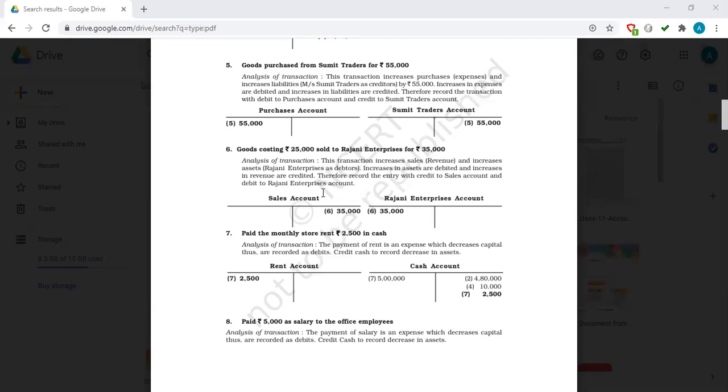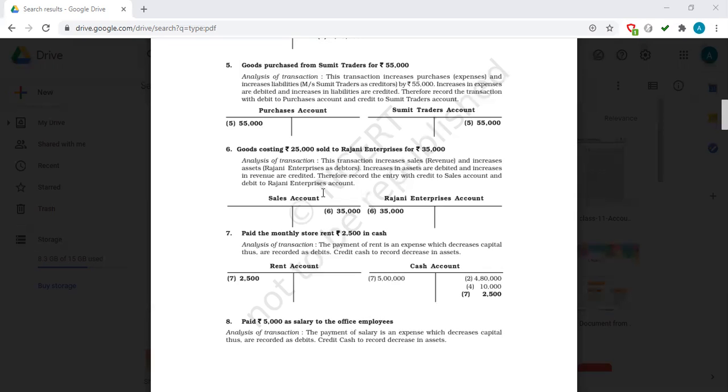And see, there are two types of rent. Remember we had seen drawings and income. ड्रॉइंग्स क्या है? जब बिजनेसमैन पर्सनल एक्सपेंस करता है तो वो ड्रॉइंग्स है. यानी अगर उसने खुद का हाउस रेंट पे किया होता तो वो ड्रॉइंग्स होता.